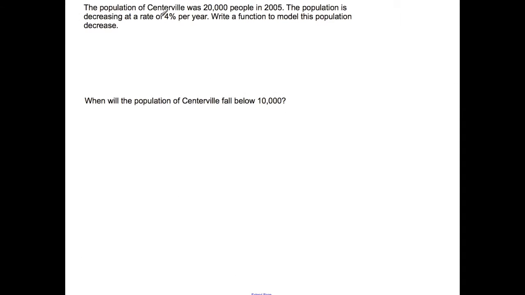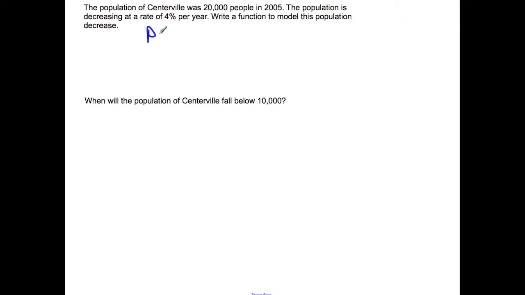Okay, so this exercise says the population of Centerville with 20,000 people in 2005. The population is decreasing at a rate of 4% per year. Okay, so it's exponential decay or exponential decrease in population. Write a function to model this population.